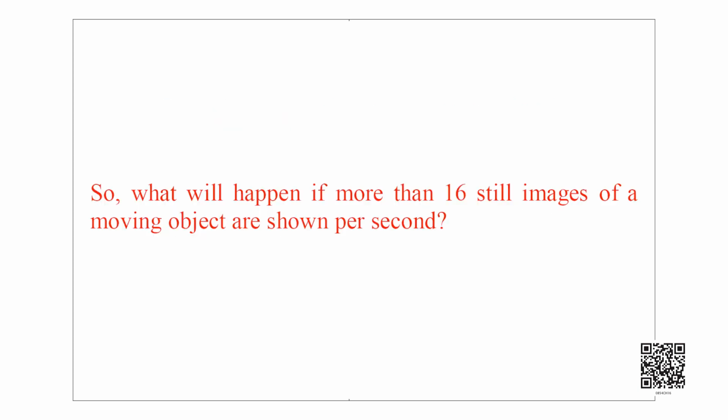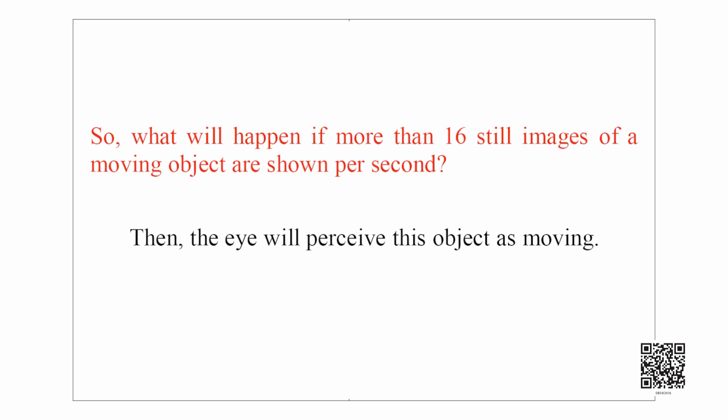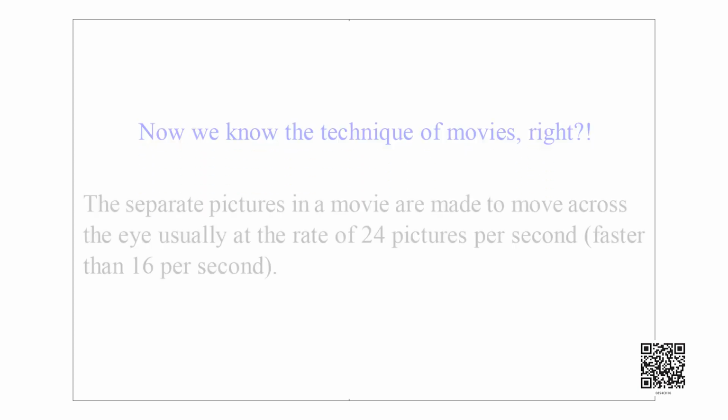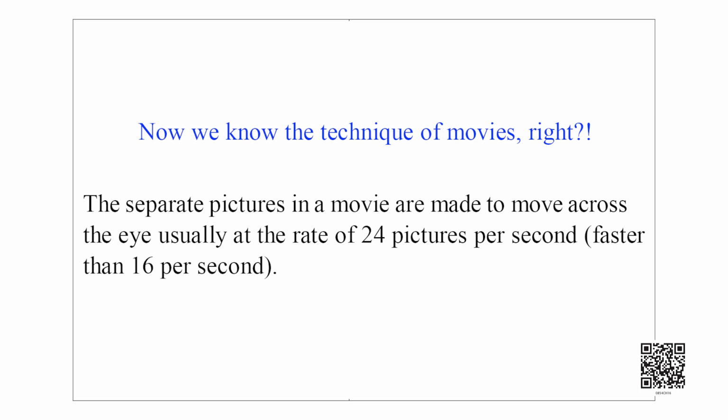So, what will happen if more than 16 still images of a moving object are shown per second? Then the eye will perceive this object as moving. So, this is the technique behind movies and videos. The separate pictures in a movie, or frames as we call it, are made to move across the eye usually at a rate of 24 frames per second or 30 frames per second. We even have videos which are up to 60 frames per second. So, this is how we see a moving picture.